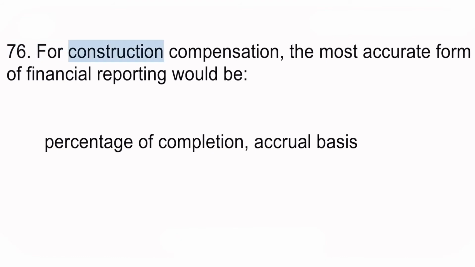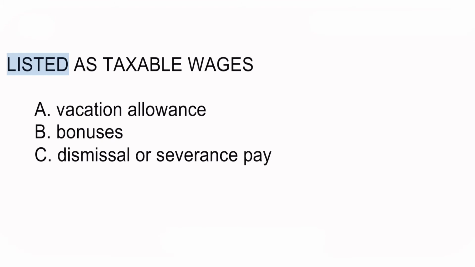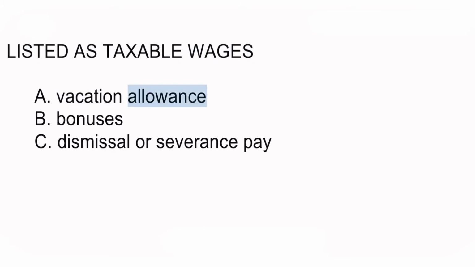76. For construction companies, the most accurate form of financial reporting would be percentage of completion, accrual basis. 77. All of the following are used to compute taxable wages subject to federal unemployment, FUTA, tax except workers' compensation benefits. Listed as taxable wages: vacation allowance, bonuses, dismissal or severance pay.